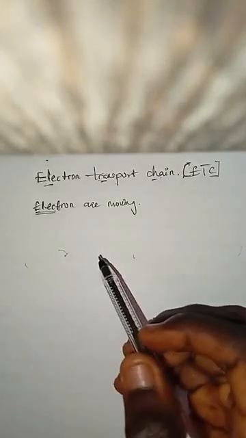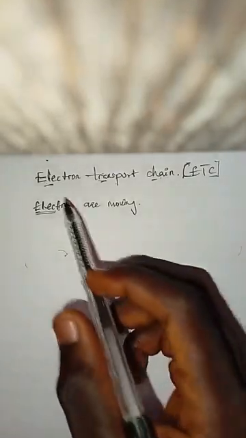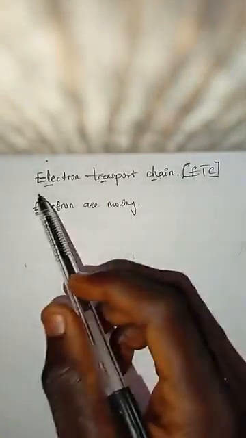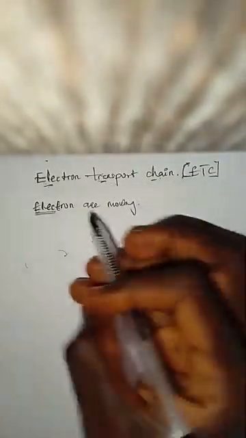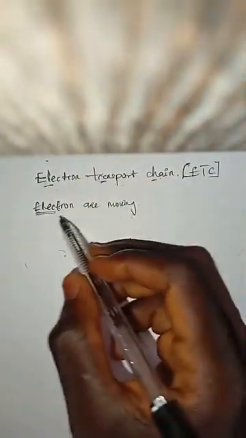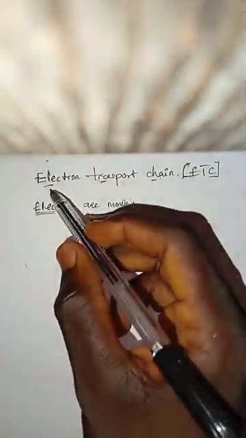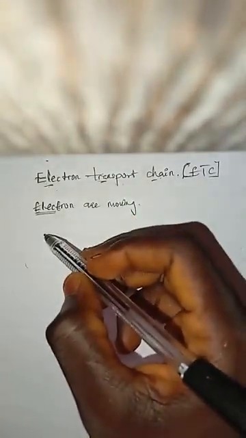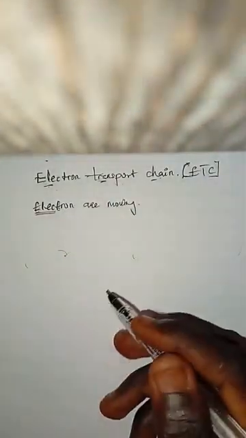All right, so today we're going to start a lecture on electron transport chain. The idea is that electrons are moving. It's a chain in which electrons are moving, so electrons are being transported. You get my point now.